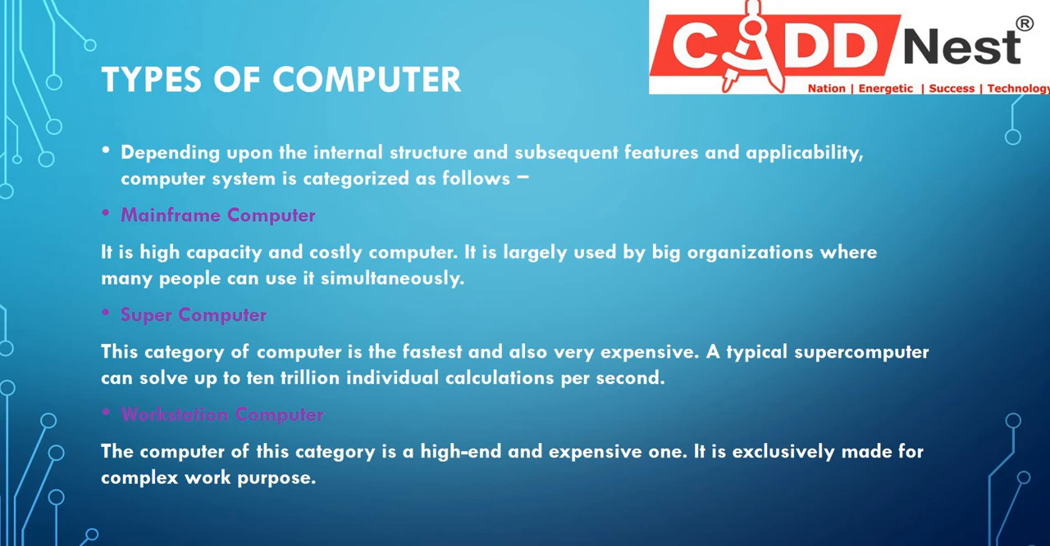And the next is the types of computers. So depending on the internal structures and subsequent features and applicability, computer systems are categorized as follows.